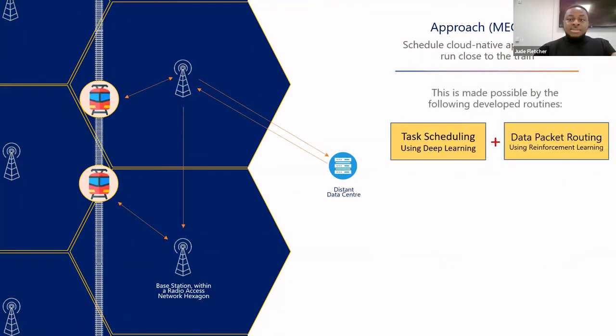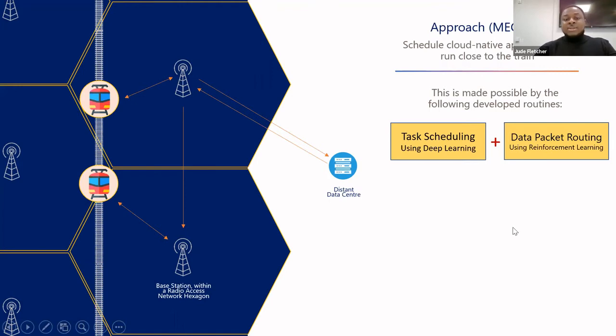The way we achieved this is by building two different routines: a task scheduling routine and a data packet routing routine. The task scheduling routine finds out which base station is closest to the train to meet the latency requirement of the application. Assuming an application requires a latency of, say, 50 milliseconds, the task scheduler would prioritize applications that need below 10 milliseconds to run close to the base station. But for 50 milliseconds, it will look for servers that are a bit farther from the train, but will still deliver that 50 milliseconds latency. So scheduling where to run the application is very important, and that is what the task scheduling module does.